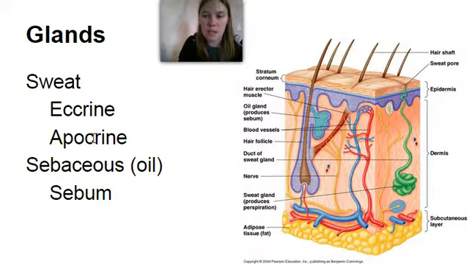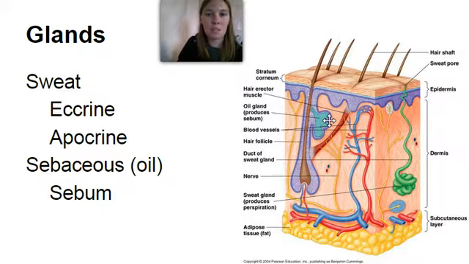Then we have sebaceous glands. Sebaceous glands are going to be your oil glands. This is a good thing because it can kill off bacteria, but at other times it's not good because it can also harbor bacteria. You're going to find these associated with hair follicles or pores, and they're stimulated by hormones.